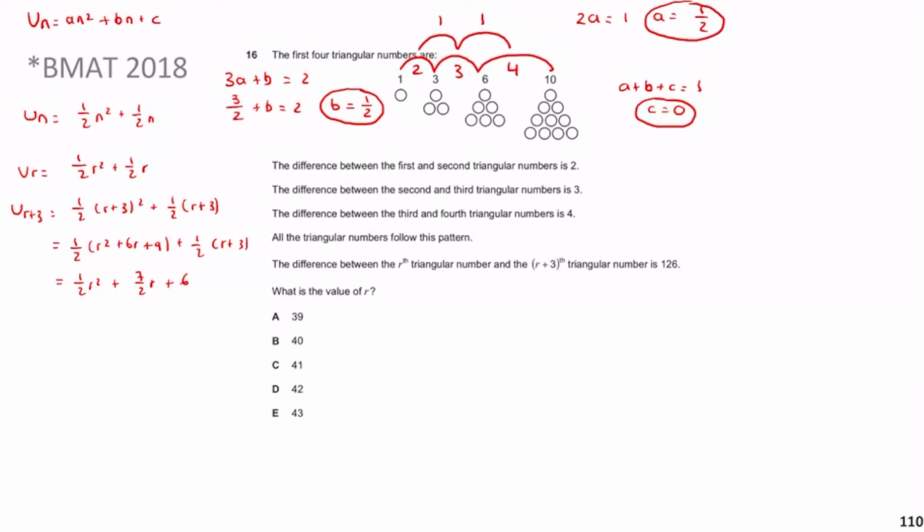And if you work out the difference, so ur plus 3 minus ur, what's going to happen is that these are going to cancel out. Then you're going to get 7 over 2 minus 1 over 2, which is 6 over 2, which is just 3r, isn't it? And then you get, yeah, so that's that. And then you're going to get 6 minus 0, which is just 6. And then this, guys, should basically equal 126. Therefore, 3r would be 120 and r would be 40. So the answer you should get then, guys, is B. So hopefully, guys, that makes sense.